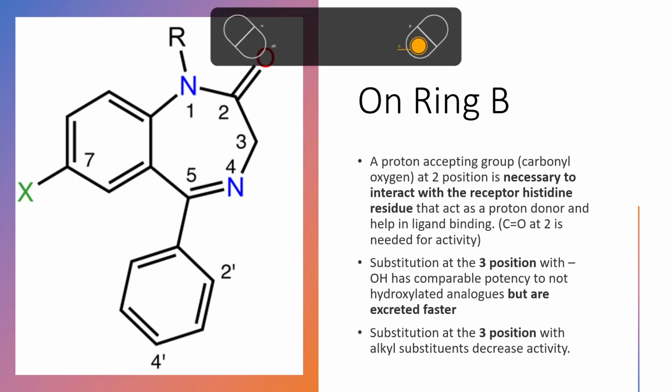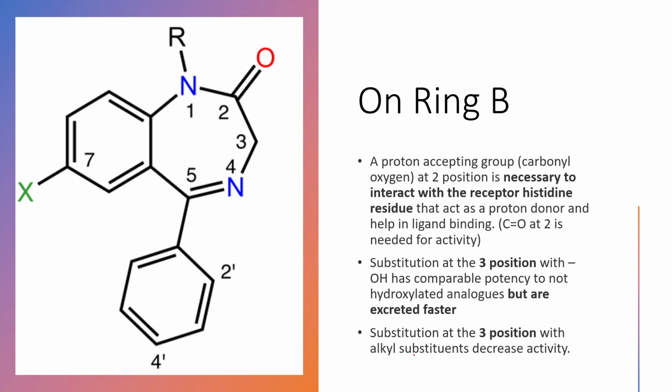Okay? And substitution at the 3 position with alkyl substituents, meaning long chains like methyl or ethyl, decrease activity. So if you want to substitute at 3, preferably the only one allowed is OH. It doesn't affect activity, but it increases elimination rate. If you substitute an alkyl group like ethyl or methyl, it decreases potency or it decreases activity.